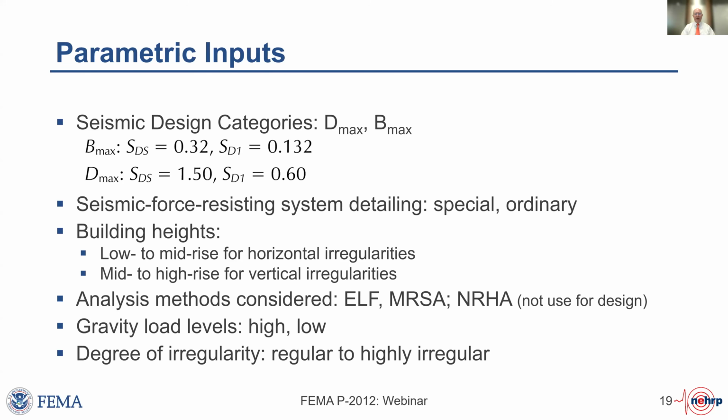We looked at high to low gravity loading, and for the degree of irregularity, as I mentioned, we selected first regular baselines, and then we looked at making them more and more irregular with a certain classification of irregularity until they were highly irregular, so that we can understand the range of response.